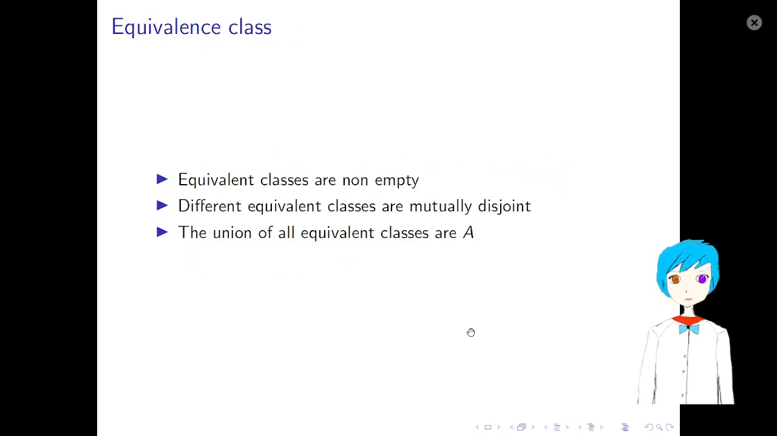With the equivalence relation, we can define equivalence classes. So here are some important properties of the equivalence classes. Equivalence classes are non-empty. Different equivalence classes are mutually disjoint, which means that they don't share a common element. The union of all equivalence classes is the whole set A.